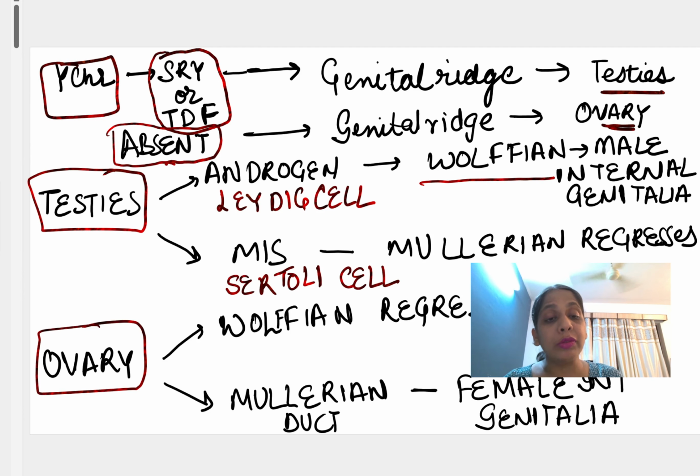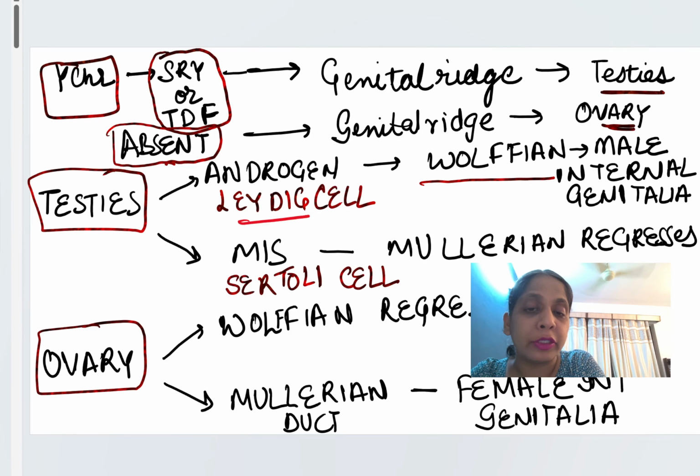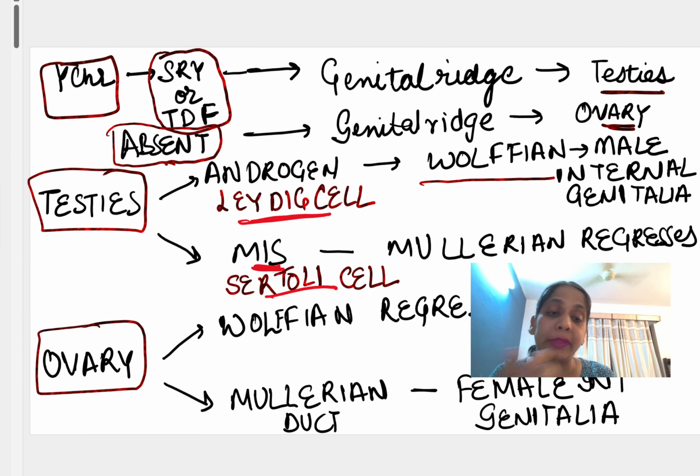Now the testes have two types of cells, Sertoli cells and Leydig cells. You all know it. The Leydig cells form androgens, and the Sertoli cells form MIS. The androgens, what do they do? They help the Wolffian duct to grow and form the male internal genitalia.